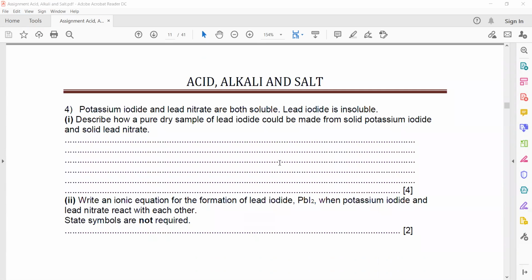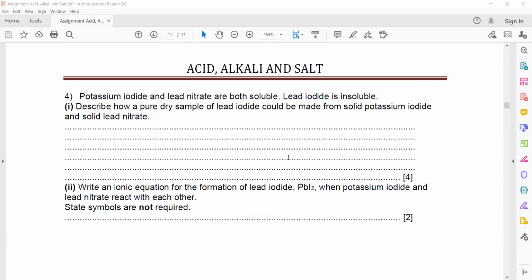In question 4, potassium iodide and lead 2 nitrate are soluble salts, and lead iodide is an insoluble salt. Describe how a pure and dry lead iodide could be made from solid potassium iodide and solid lead nitrate. So which salt do we want to prepare? We want to prepare insoluble lead iodide. We have potassium iodide and lead nitrate. These are the salts which are available.